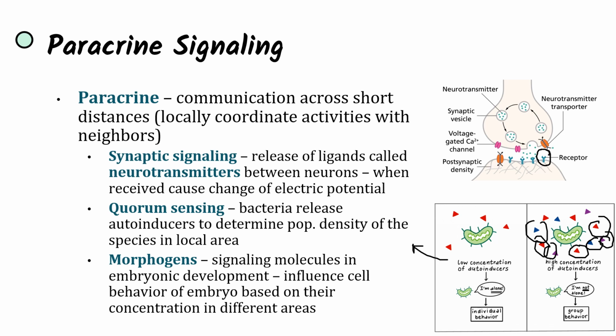Lastly, morphogens are signaling molecules in embryonic development, and they influence the cell behavior of embryos based on their concentration in different areas. So paracrine signaling is especially useful for local coordination and the nervous system.